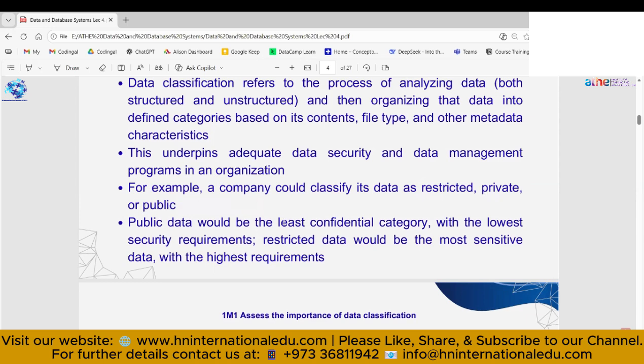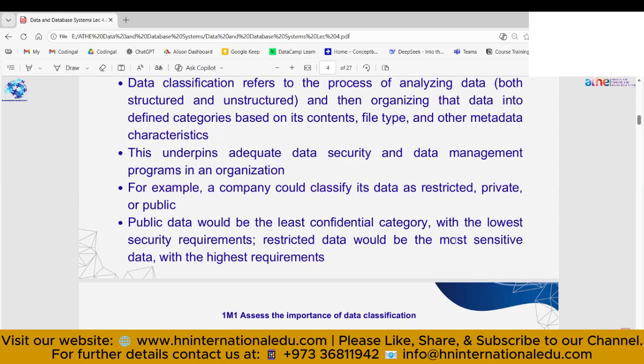So public data would be the least confidential category. That means it's not really that secure. For example, public cafes have public Wi-Fi. All of the data coming into and out of that Wi-Fi is an example of public data. And it has the lowest security requirements, obviously, because it's public, anyone can access it.